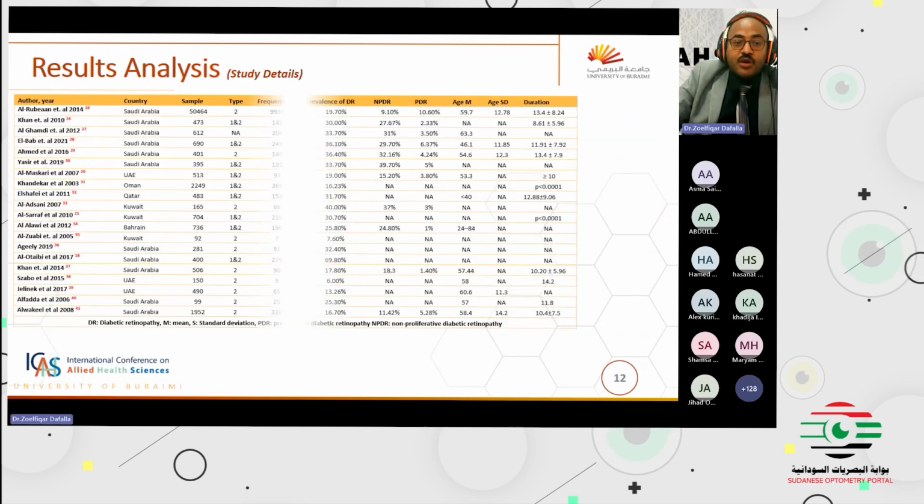For the analysis of our results, firstly, these are the details of the studies. That means this is the raw data from the studies, and we created it like that in the Excel sheet. We give the authors and years, and these studies appear in this table, if it appears for you.